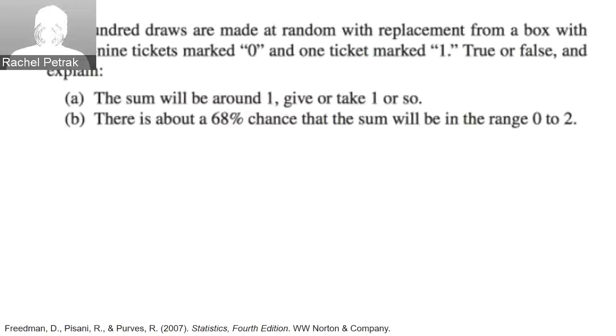Finally, we have a problem with 900 draws made at random with replacement from a box with 99 tickets marked 0 and 1 ticket marked 1. True or false, and explain. Let's look at the first one. The sum will be around 1, give or take 1 or so.